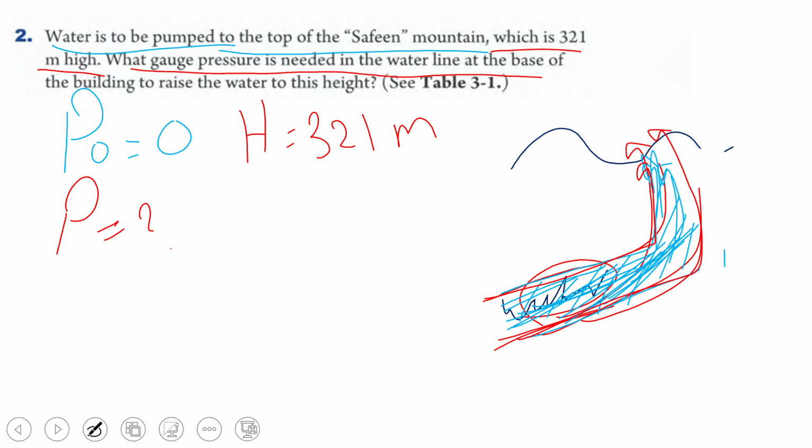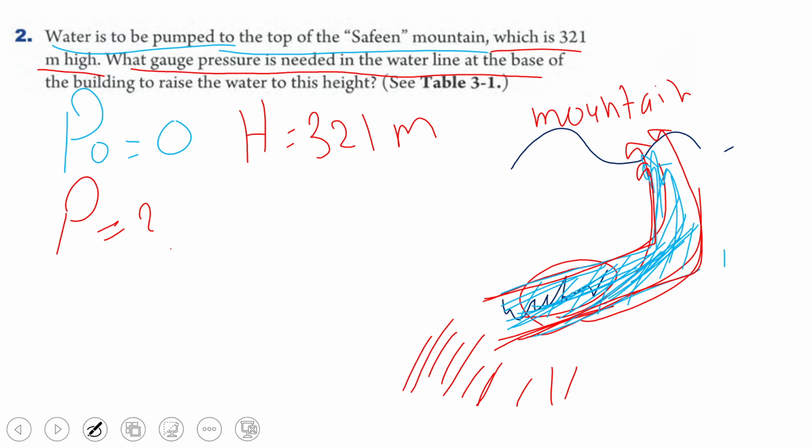We want to move water up this mountain. We have some water in here, and we would like to move it up to the top of the mountain by this device, this pipe. But inside the device there is no air, so atmospheric pressure is 0.